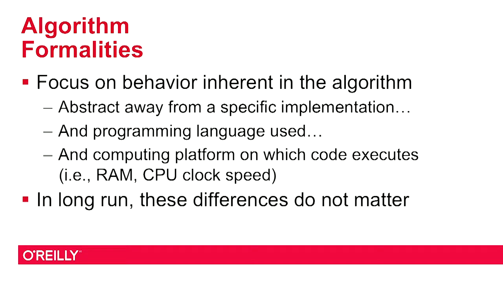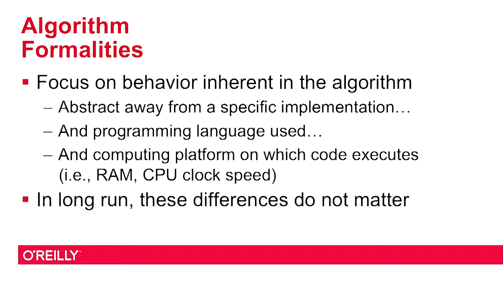So we want to focus on the behavior that's inherent in the algorithm, abstracting away all the arbitrary issues that arise when you talk about a particular programming language that you use, even a particular version of a programming language like Python. What platform are you using, what's the computer chip speed, what's the cache on the chip. There are so many issues that can improve or make your performance worse, but from the point of view of a computer scientist, the algorithm itself has a certain inherent behavior. And in the long run, the particular behavioral differences about what platform you're using or what language you use, in the long run, they don't matter.